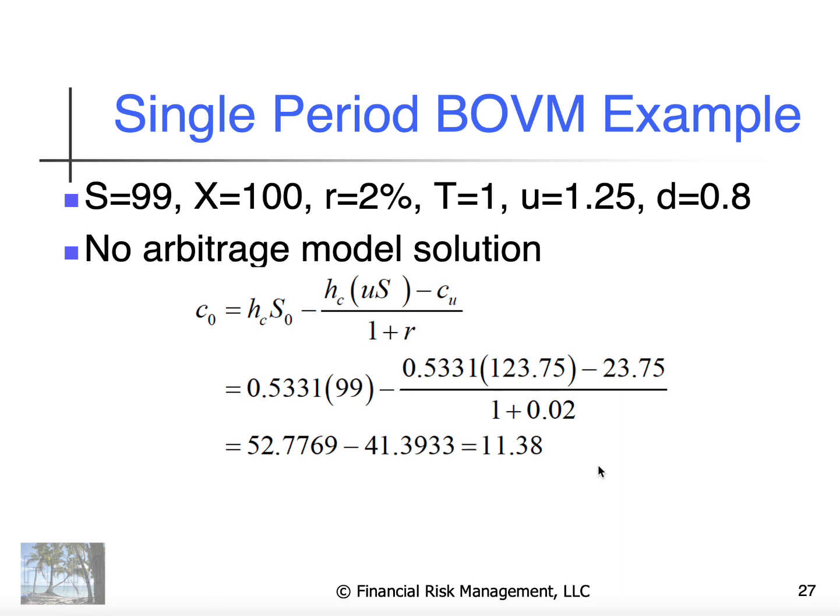And so we now have our two theoretical models. The no arbitrage model is basically buying stock with borrowed money. In this case, I'm going to buy $52.77 worth of stock and borrow $41.39. And so a call option can be thought of as a leverage position in the stock.